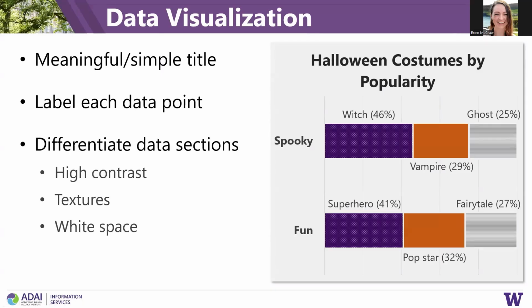You also want to differentiate your data sections. Certain types of color visual impairment will make somebody see your colors differently, or they might not be able to distinguish them at all from each other. And this can be fixed in a few ways.